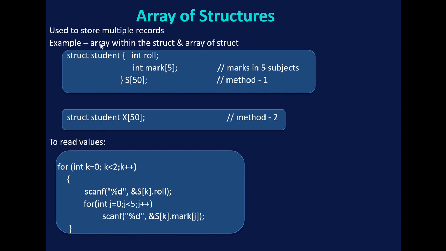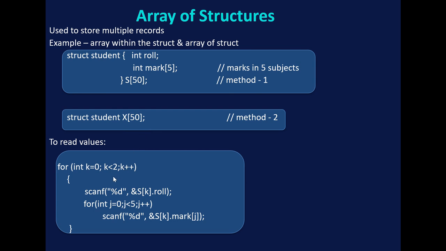Now array of structures. A structure can have an array within as a member, and we can have an array of structures for the data type that's defined. So here my student has just two members, integer roll number and integer array, and here this s of 50 refers to an array of structure of type student. If I have to separately declare, then the syntax is like the keyword struct, the tag name student, the variable and the size of the array.